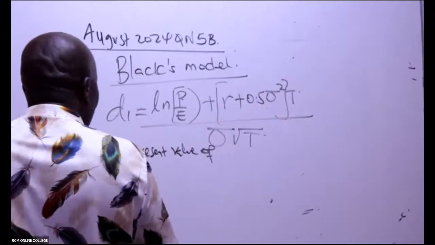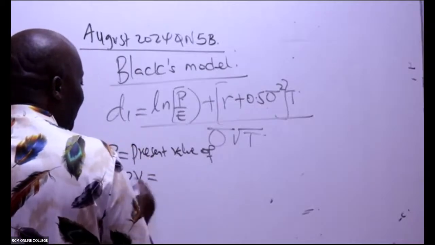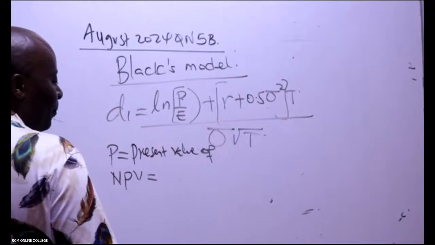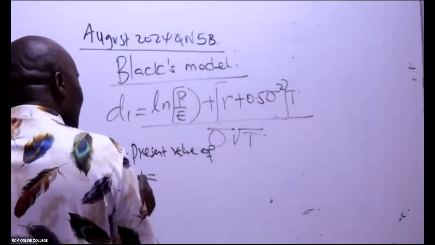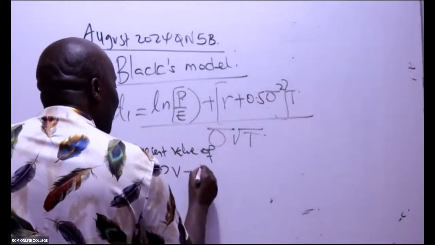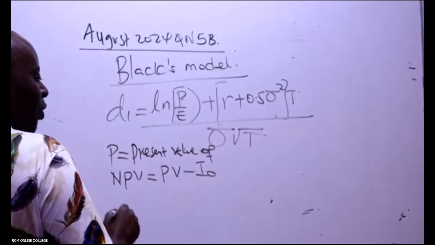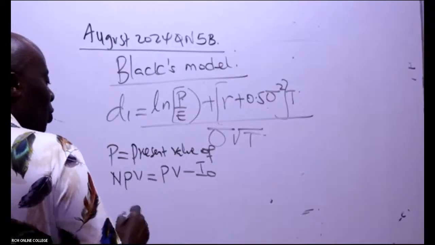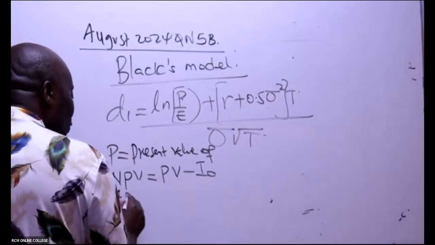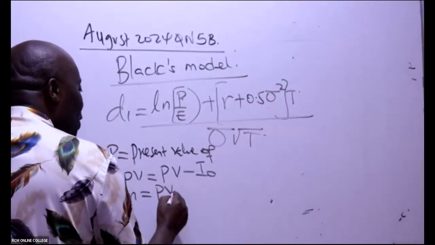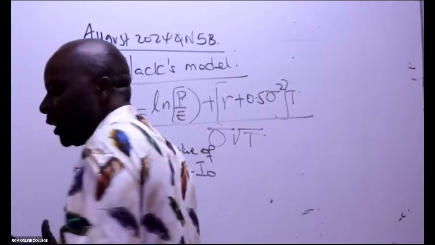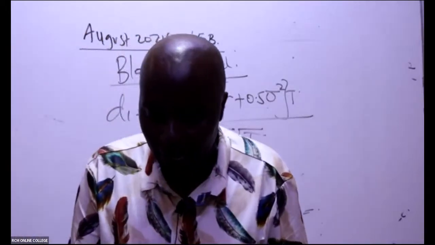And you can see, ladies and gentlemen, this examiner gave us net present value. And anytime they want us to give them net present value, we normally take the present value minus initial outlay. So NPV has been given as 4 million. Present value is what we want. Do we have the initial outlay here in this question?